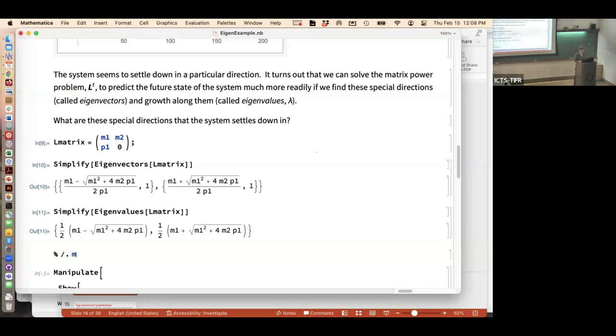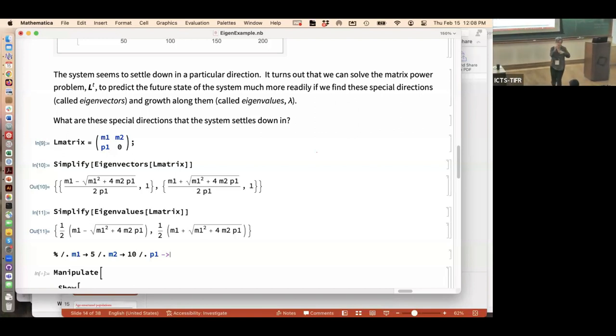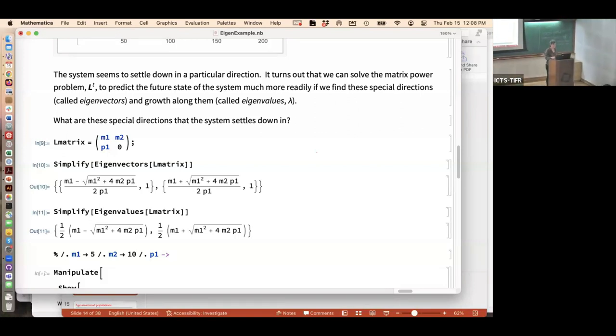Give me a number for M1. This is the birth rate of juveniles. Shout it out. 5. How about M2? Adult babies. 10. Oh my goodness. How about survival from juvenile to adults? 0.5. All right.